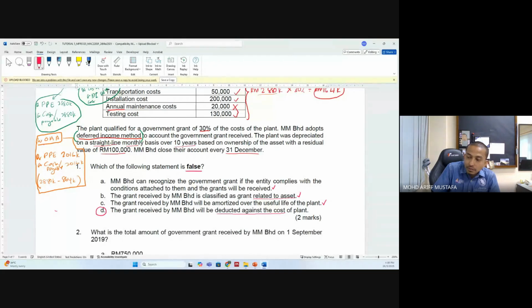Kenapa D false? Kenapa D salah? Salah disebabkan oleh deducted against the cost is the write-off against asset method. This one is the write-off against asset method, not the deferred income method. So that's why it is wrong.